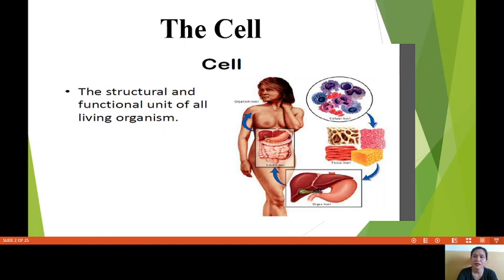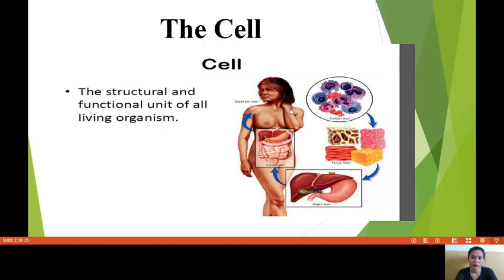Structural means the physical attributes or physical characteristics. Functional means the functions or job of your body or parts of your body. The smallest part that functions inside your body is your cell. So let's have a review of this one. Why do we call the cell the smallest functional or structural unit of living organisms? So let's look at this one.